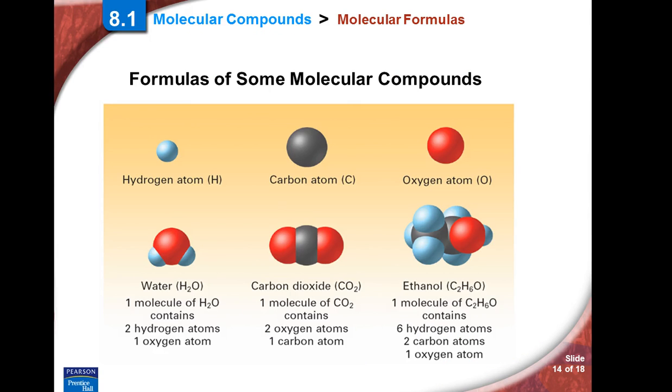All right, so let's see here, moving on. Here's some formulas of some molecular compounds. Here's the hydrogen atom. Its molecular formula, or its formula, is H. Tells us there's one hydrogen that's involved.